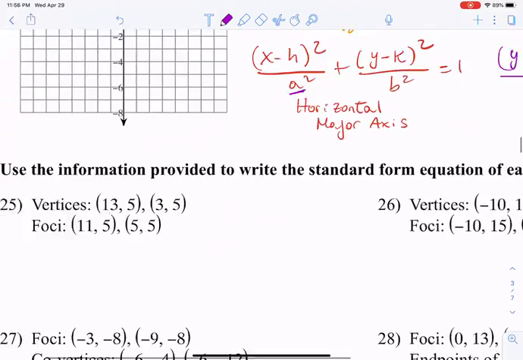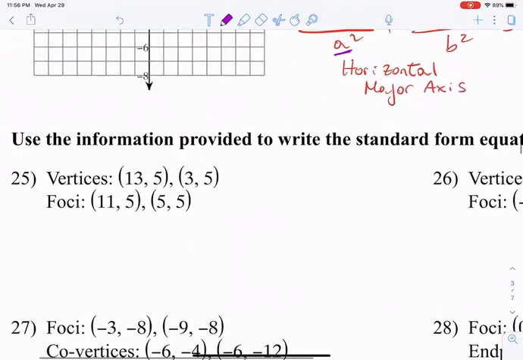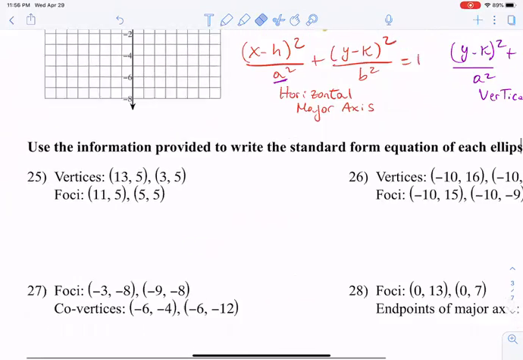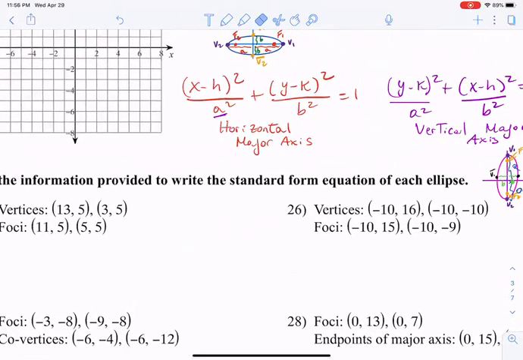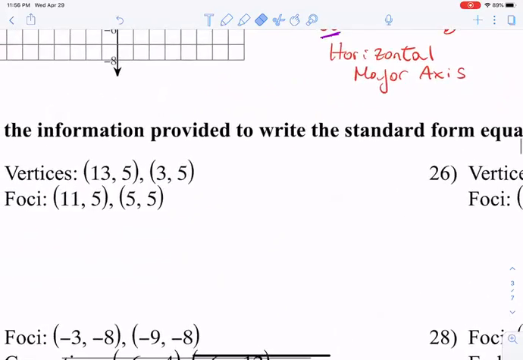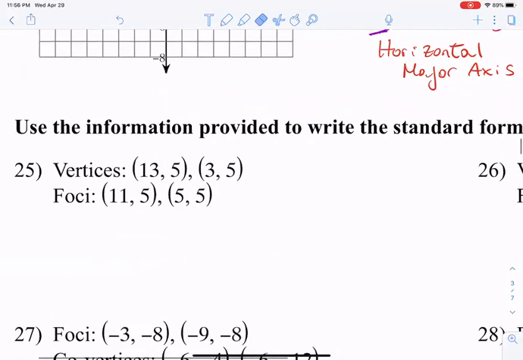Okay, so let's solve the problem. What they say here is, use the information provided to write the standard form equation of each ellipse. What I usually do is label these vertices and foci by letters. So I label these A's. These are my A's, and the foci are always my C's.